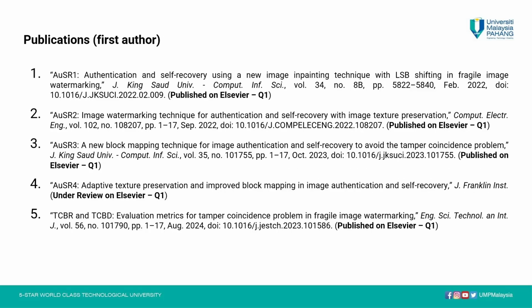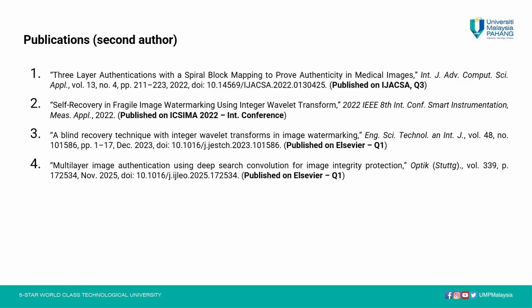This is our publication in this area of research. We have published 1, 2, 3, 4, 5, yes, 5 Q1 papers with me as the first author. Actually, we have AuSR 5. If you can see here, we have version 1, AuSR 1, AuSR 2, and AuSR 3. And AuSR 4 is currently under review. We will have AuSR 5 next year, inshallah. And then this is me as the second author. We have published 4 papers in this topic of research.